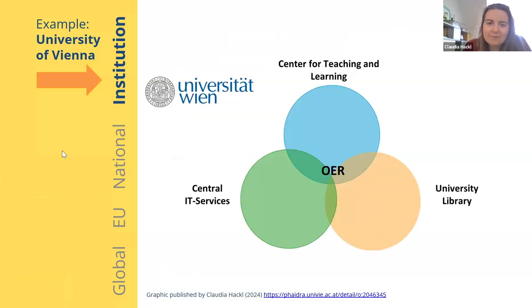And now let's have a look at the open education factor at University of Vienna. So you see OER in the center of these three centers, basically, at University of Vienna. We have the Center for Teaching and Learning, where I'm from, and we contribute OER and collaborate with the Central IT Service, but also with the University Library. And let's see what follows next.